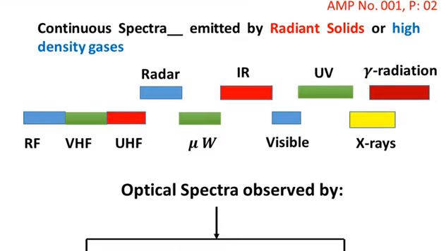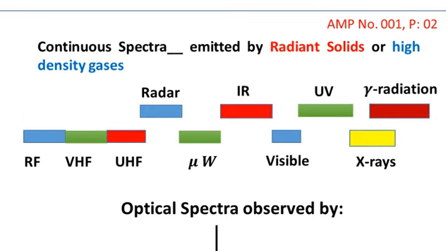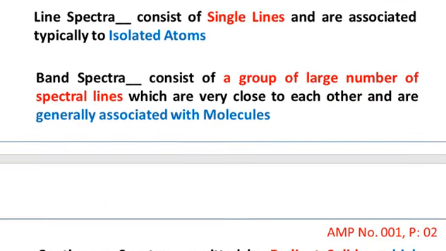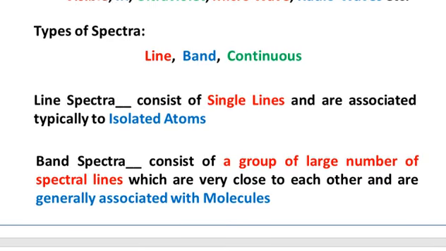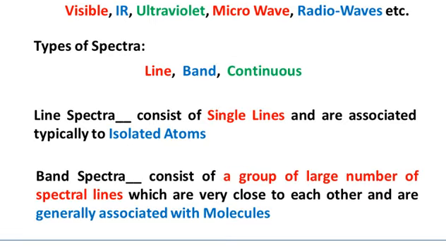Then you have the continuous spectrum. Continuous spectra are emitted by radiant solids or high density gases. So if you have radiant solids or high density gases, then you will encounter continuous spectra. So you see that in this course, we shall talk about the line spectrum, band spectrum, and the continuous spectrum very frequently.